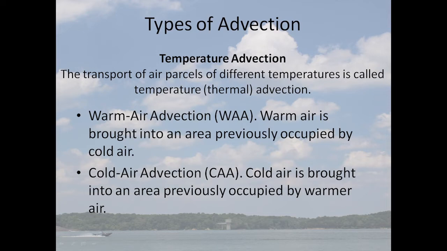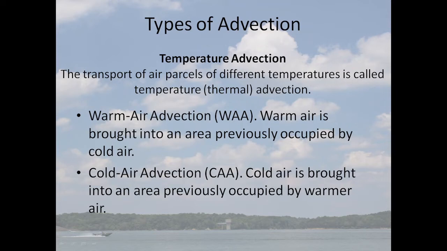And types of advection: we have temperature advection. The transport of air parcels of different temperatures is called temperature or thermal advection. That's your lines of equal temperature being parallel to the isobars on the surface. If we got warm air moving into cold air, then that is warm air advection. So warm air advection, air brought into an area previously occupied by cold air. It doesn't necessarily have to be cold air, it could be just cooler air. So if you got warmer air moving into an area that was cooler, then that is warm air advection. It's just depending on how cold that air was that it's replacing, or how warm that air was that it's replacing. That is where you determine the magnitude, plus your wind speeds, pressure gradient force.